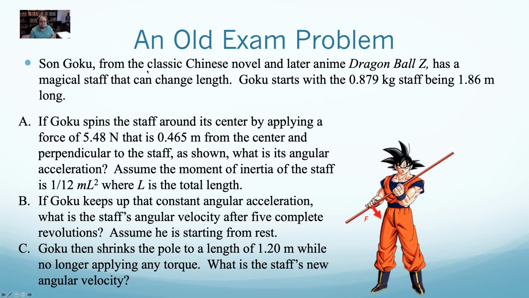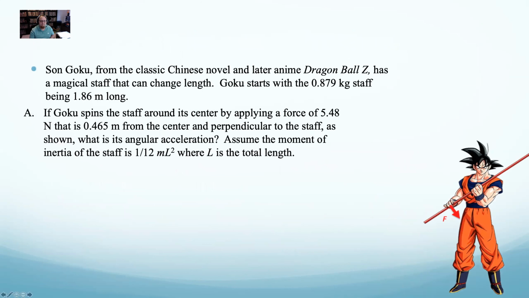Let's go through. What I know is this staff has a mass of 0.879 kilograms, has a length of 1.86 meters, and he applies a force of 5.48 newtons, 0.465 meters from the center. It asks, what is the angular acceleration? If I ever want to solve for angular acceleration, I have two options: kinematics or torque. Anytime you see time or angle, it will always be kinematics. Neither time nor angle is given here, but moment of inertia is. So I'm going to use torque.